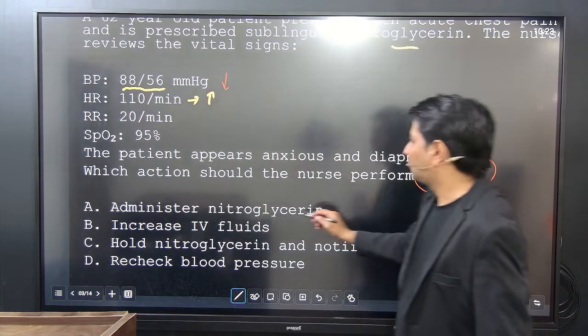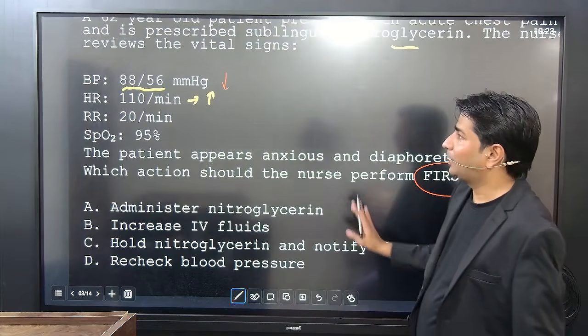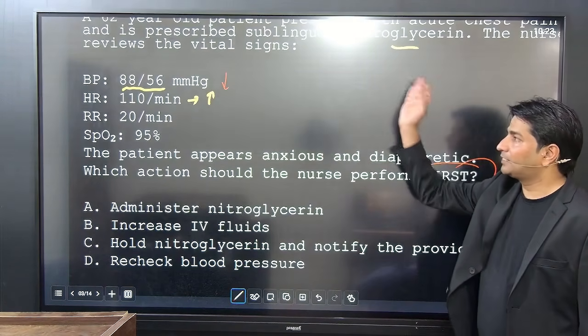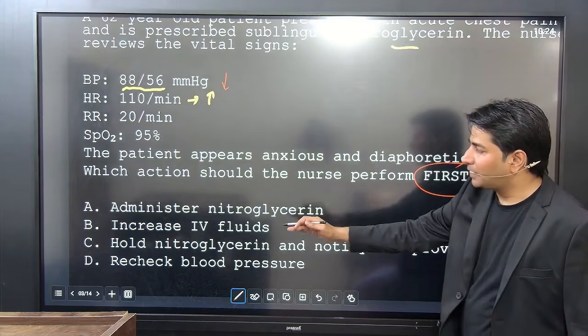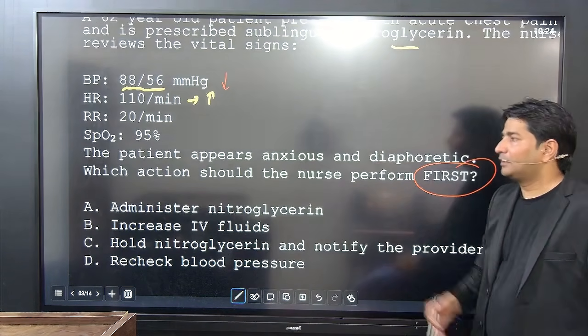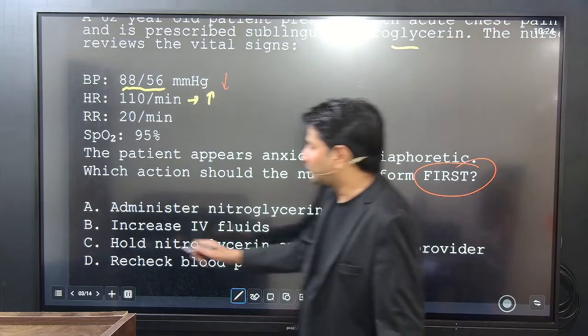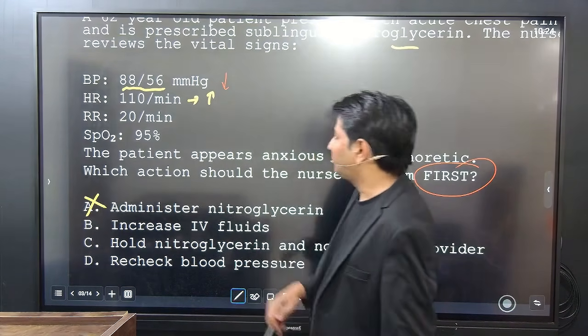The option is to administer nitroglycerin? No, absolutely not. We will not administer it because a BP of 88/56 indicates severe hypotension. If we give the patient more nitroglycerin, then what will happen? The BP will drop even further. The patient will have severe hypotension and they could go into shock. So we will rule out this option here.